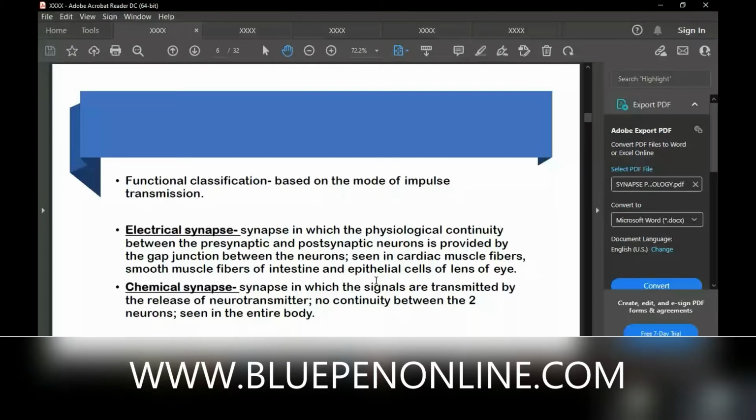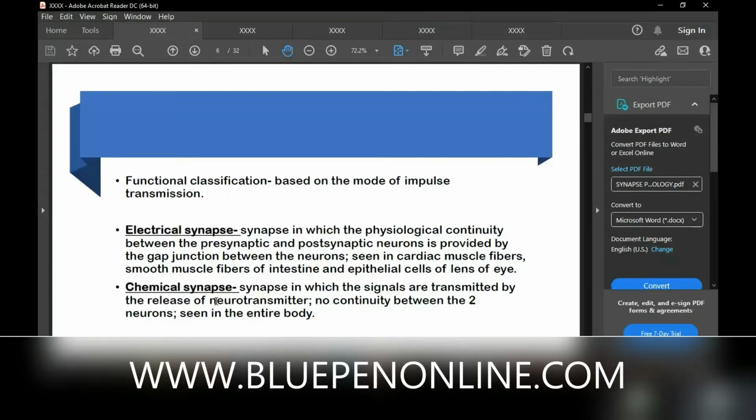So the functional classification of synapse is based on the way through which the presynaptic neuron communicates with the postsynaptic neuron. The first one is electrical synapse and the other one is chemical synapse. The most common type of synapse seen in our body is chemical synapse, in which the presynaptic neuron communicates with the postsynaptic neuron by releasing certain chemicals called neurotransmitters.